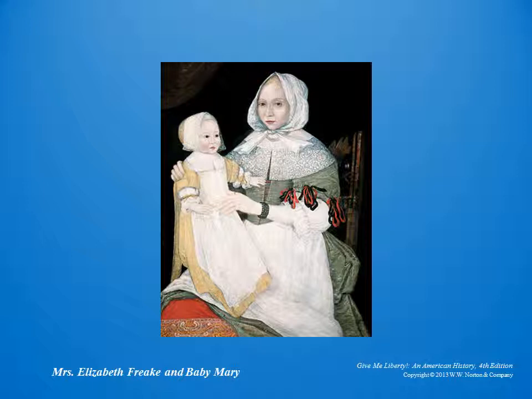This is Miss Elizabeth Freak and Baby Mary. This was painted by an anonymous artist in the 1670s, and it shows the wife and daughter of John Freak, a prominent Boston merchant and lawyer. To show his family's wealth, Mrs. Freak is wearing three strands of pearls, a garnet bracelet, and a gold ring, and her child is wearing a yellow silk dress.